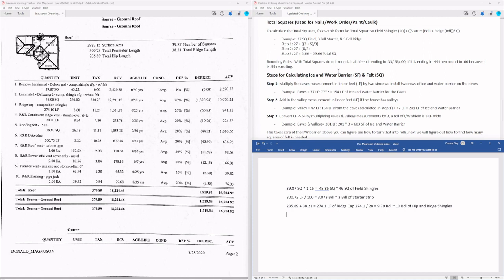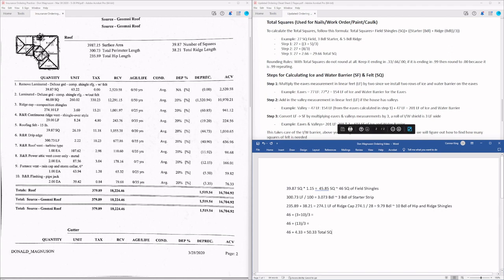So in this case, we have 46 plus 3 bundles of starter plus 10 bundles of hip and ridge, and then that's going to be divided by 3. First we're going to simplify to 46 plus 13 divided by 3. Our next step for simplifying is going to be 46 plus 4.33, and then obviously we get 50.33 total squares.